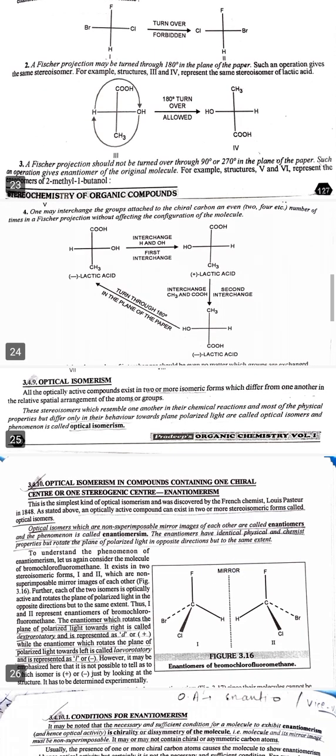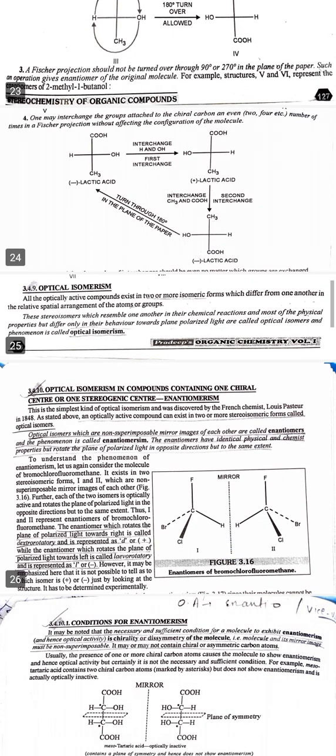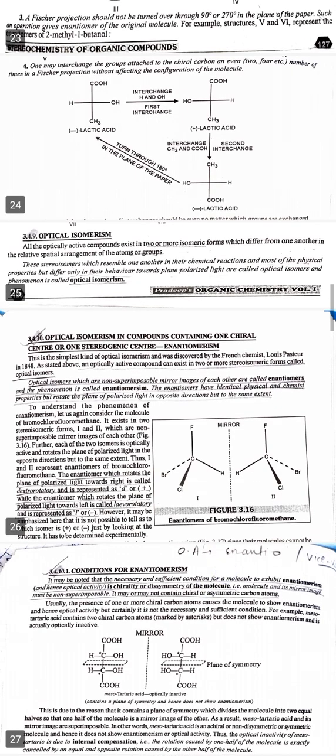One may interchange the groups attached to a chiral carbon an even number of times in a Fischer projection without affecting the configuration of the molecule. Optical isomerism. All optically active compounds exist in two or more isomeric forms which differ from one another in the relative spatial arrangement of atoms or groups. These stereoisomers, which resemble one another in their chemical reactions and most physical properties, but differ in their behavior toward plane polarized light, are called optical isomers, and the phenomenon is called optical isomerism.